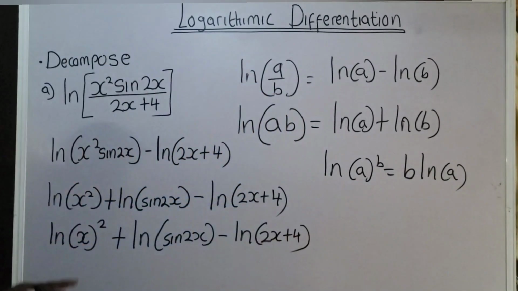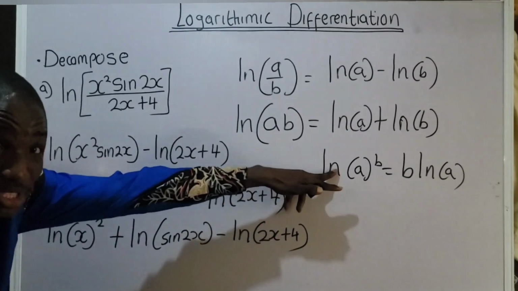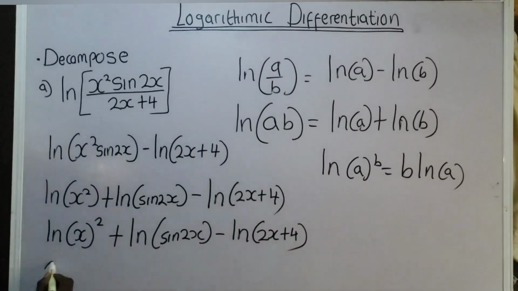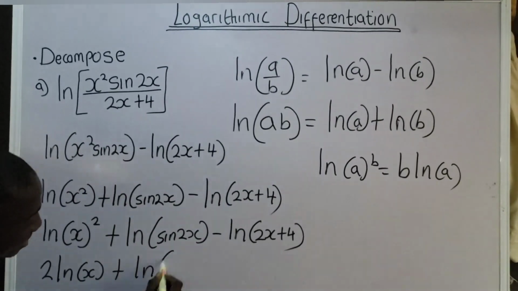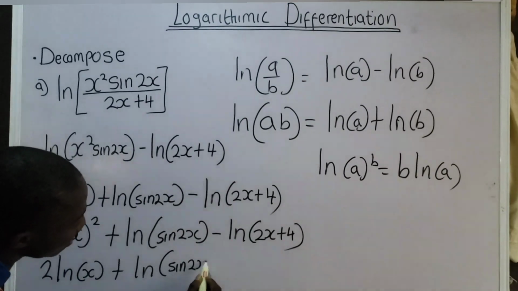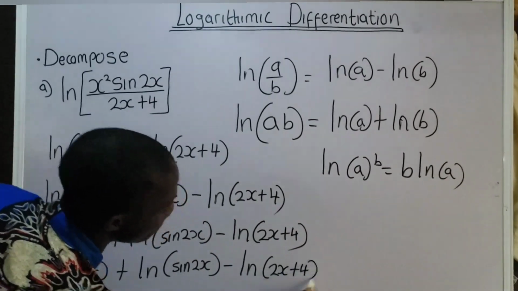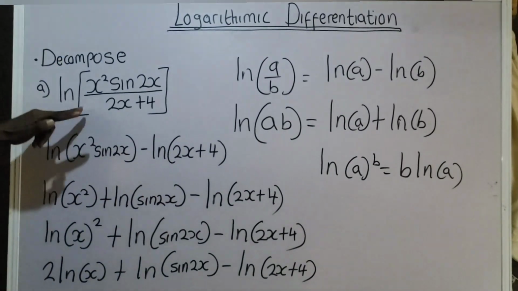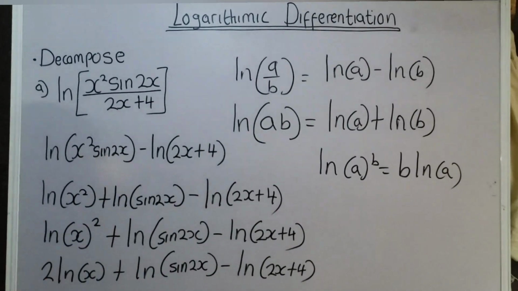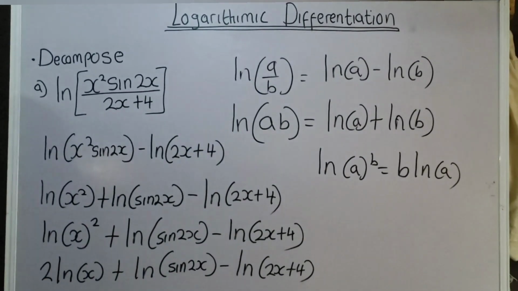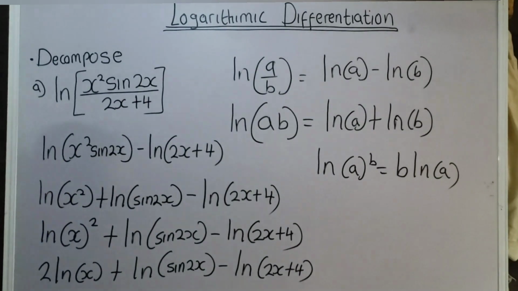You understand? So I can use the same approach. I can use the approach that I use there, I can use it here. So I'm going to have 2 ln x plus ln sine 2x minus natural log of 2x plus 4. So I have decomposed this complex function. I have reduced it to this form. So it is easy to differentiate this function right now. You understand? So that is the aim of decomposing a complex natural log function, so that you'll be able to differentiate it easily.